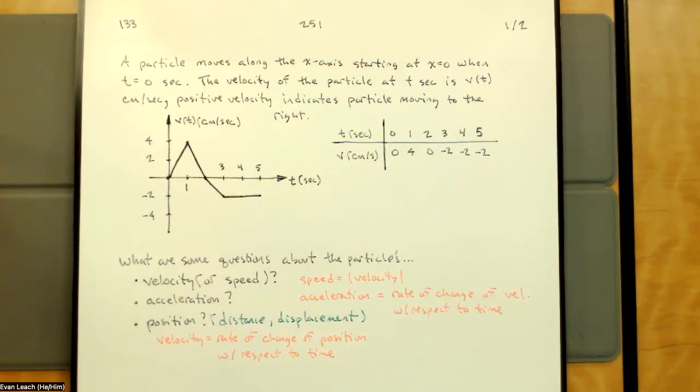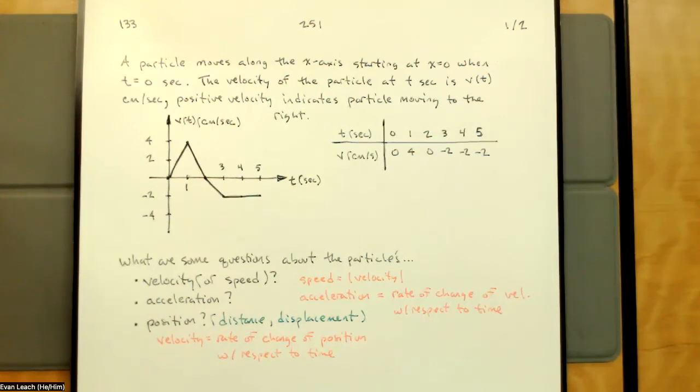All right, then at 3, 4, and 5 seconds, which direction is the particle moving? To the left? How fast is it going? -2 centimeters per second. So its velocity is -2 centimeters per second. The speedometer on the particle is just reading 2 because it's a speedometer, not a velocityometer.